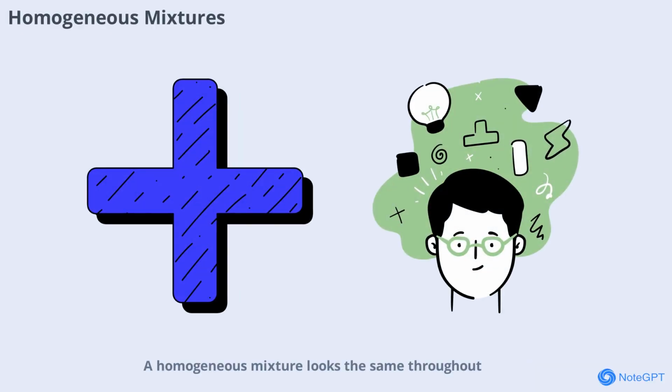A homogeneous mixture looks the same throughout. The substances are so well mixed that you can't tell them apart. For example, when you dissolve sugar in water, it forms a homogeneous mixture because the sugar spreads out evenly. Other examples include air and vinegar. These mixtures are also called solutions. Homogeneous mixtures are common in both nature and our daily lives.